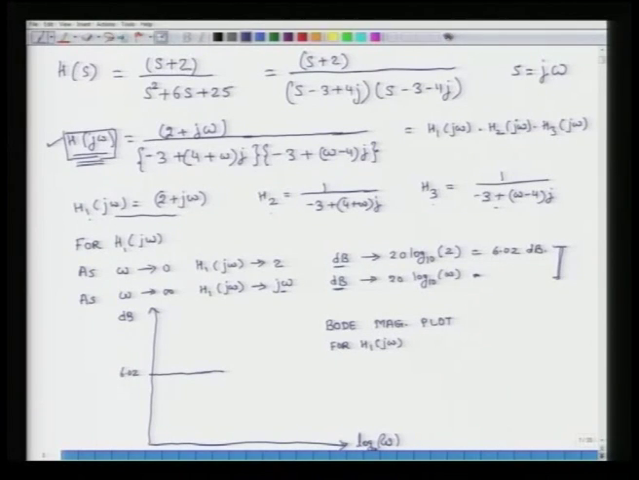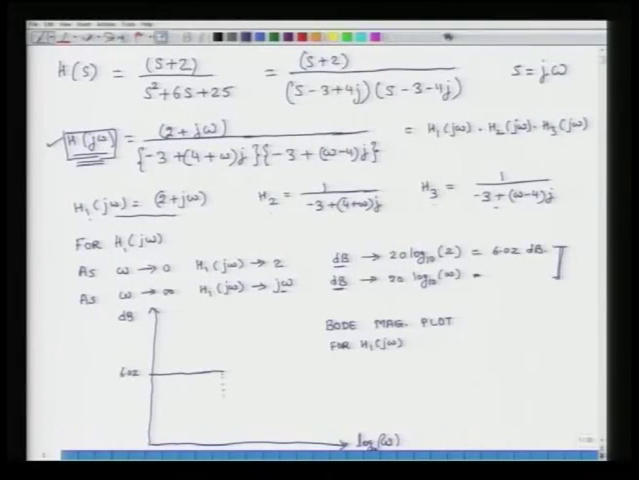Also, I know the crossover point is such that when omega becomes 2, then after that the high frequency asymptote becomes more important. So this is my crossover point, and that is essentially log base 10 of 2, and my high frequency asymptote is a positively sloped line, the slope being 20 decibels per decade.